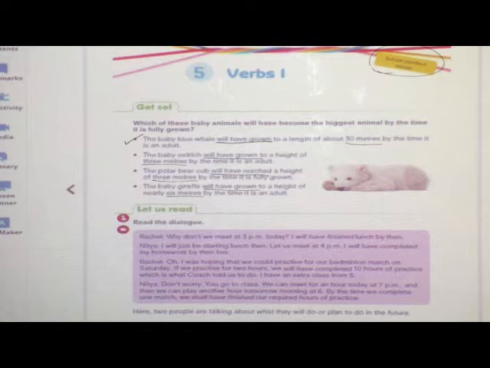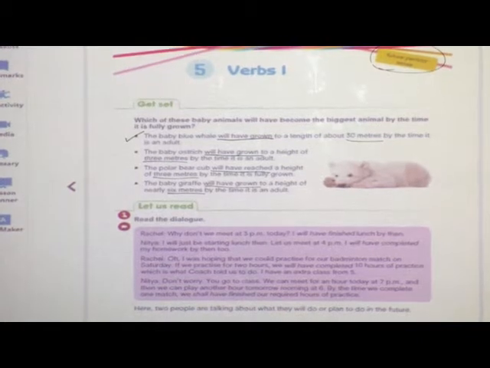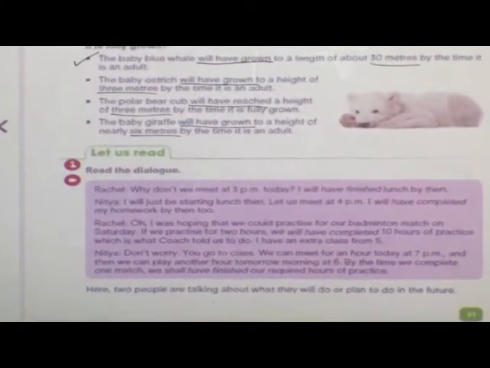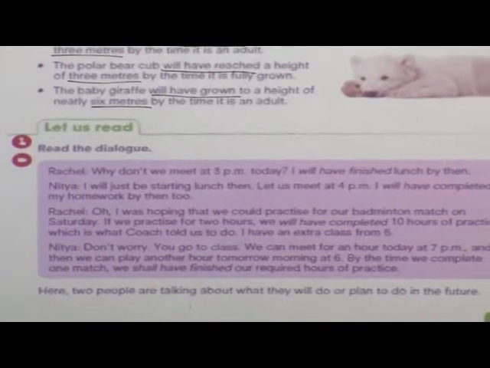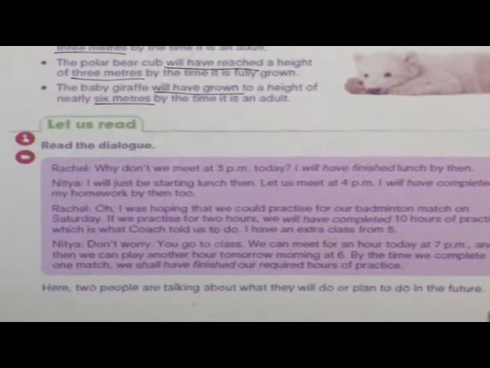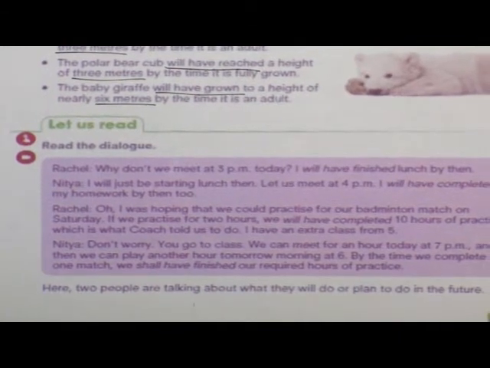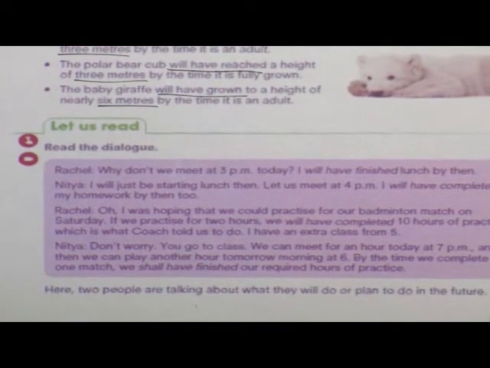Now, in this dialogue box, you can see that two children are having a conversation and they are talking about their match, which is yet to happen. It has not happened. It is going to occur. They are going to play that match.